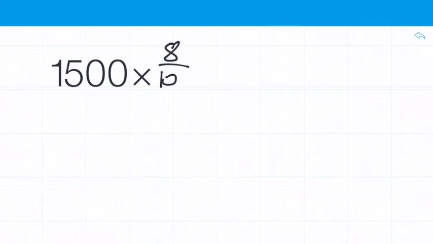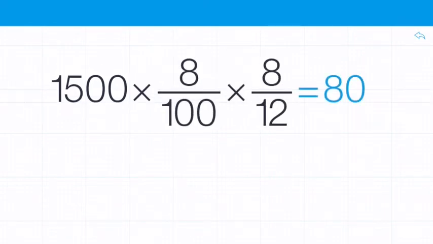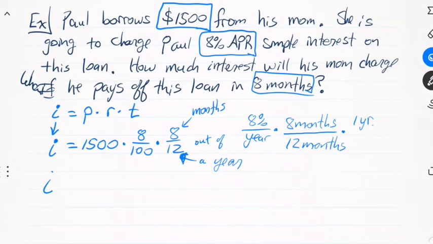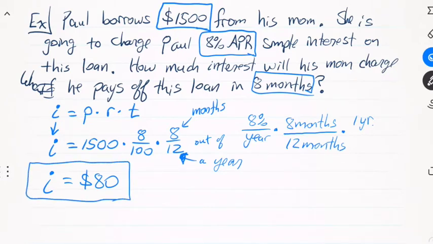So 1,500 times 8 out of 100 times 8 out of 12 for a grand total of 80. So we're going to get I is equal to $80. Now there's no time frame left over because the years will cancel, the months will cancel, and the only thing left is a percent of dollars. So we get $80. Now, this just tells me how much his mother is going to charge him for borrowing the $1,500.